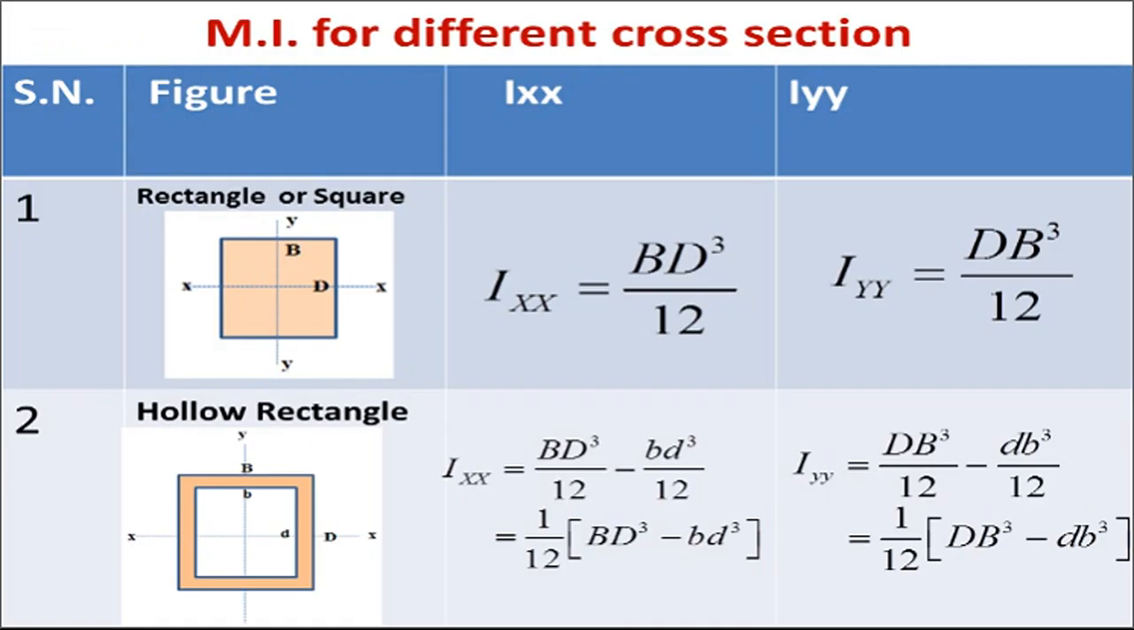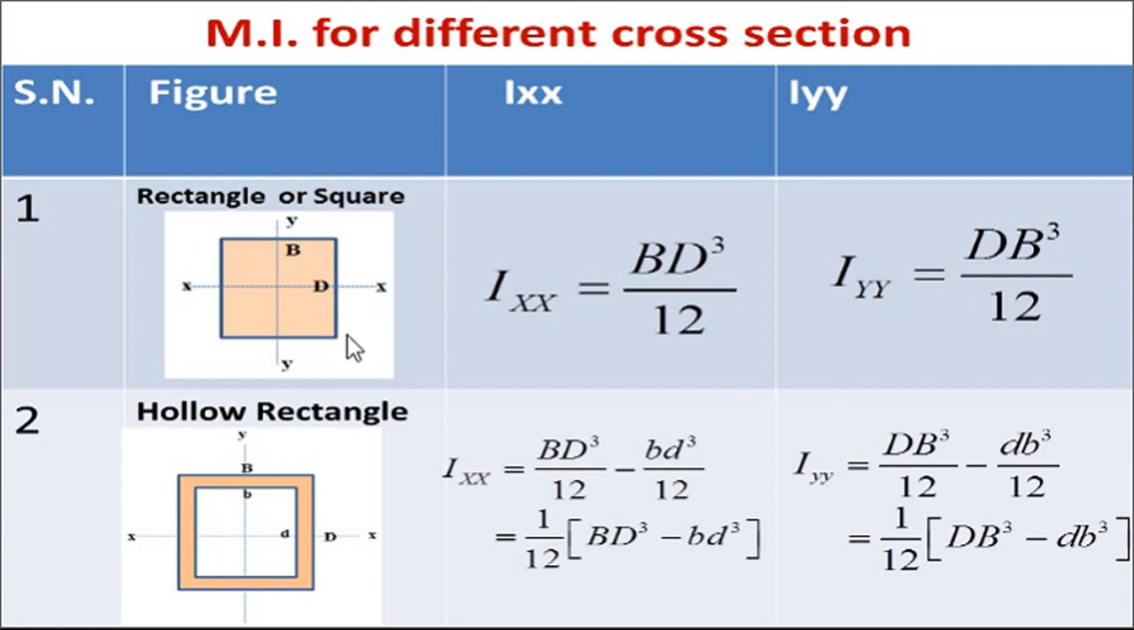Now next, MI of different cross sections. This part I am going to cover in the next lecture, but still, just see what the moment of inertia is for different cross sections. We have already discussed all these equations in first year, in the centroid chapter. Centroid and MI.